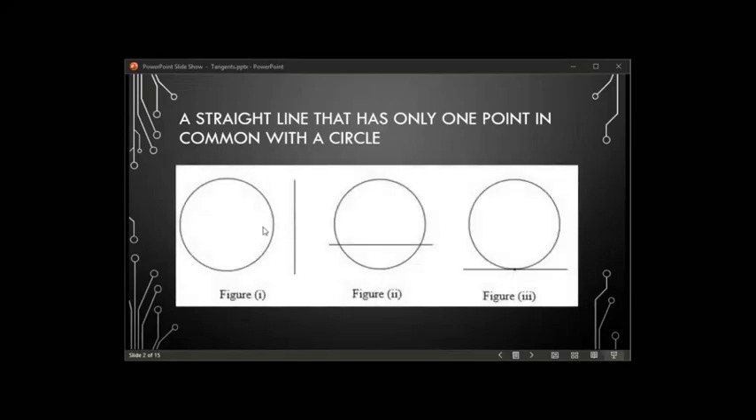If you look at figure 3, this circle and this line have no points in common at all. And if you consider figure 2, this circle and this line have 2 points in common. Those are the intersecting points. And if you consider this figure 3, this circle and this line have only 1 point in common. So we can say this line is a tangent to this circle. That's what the definition of a tangent says. So that's not much, so we'll proceed.